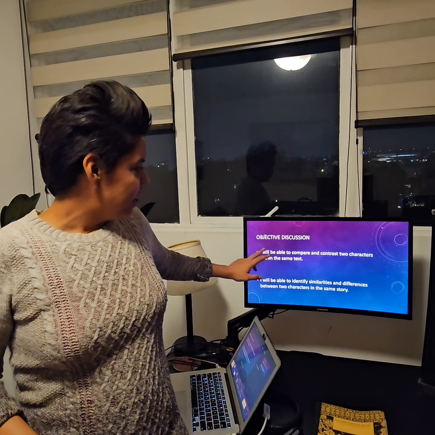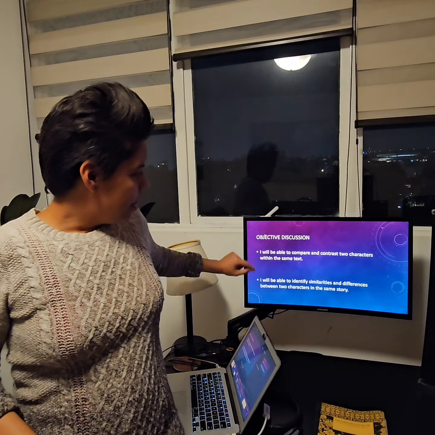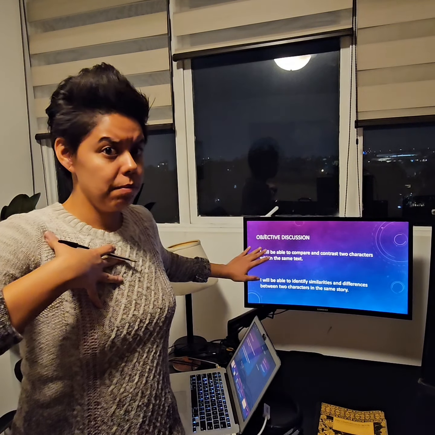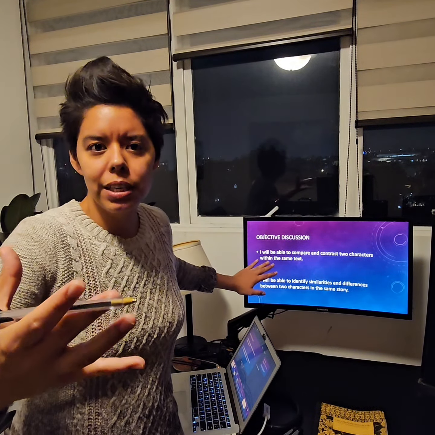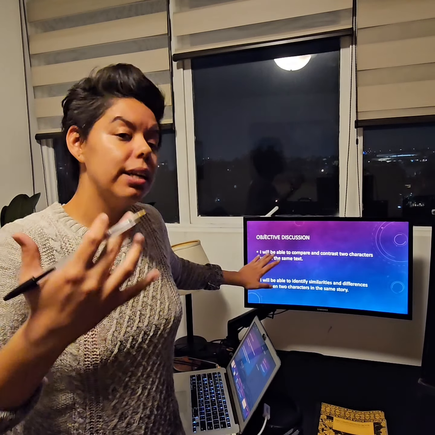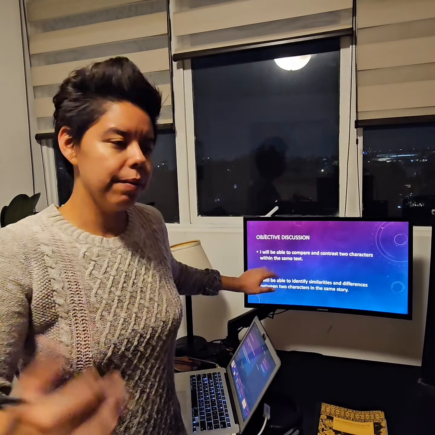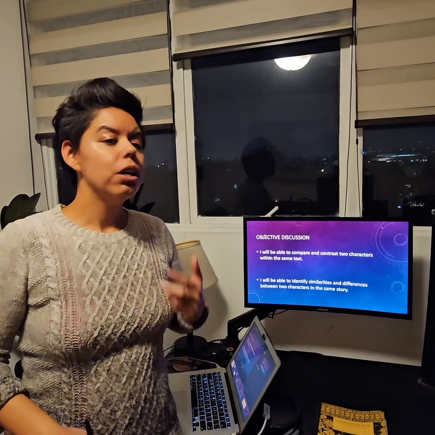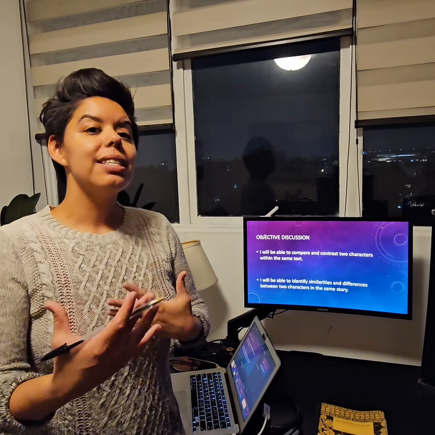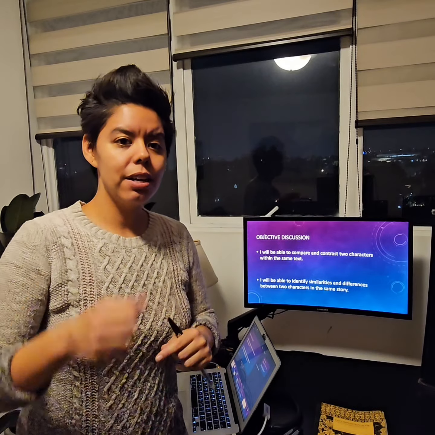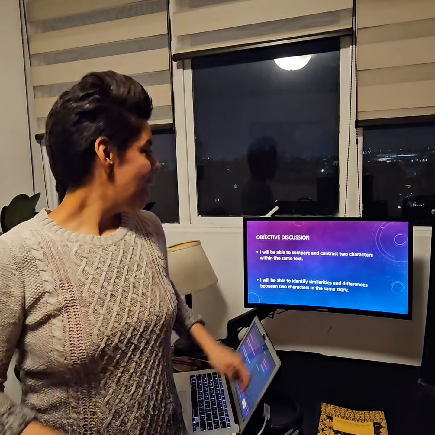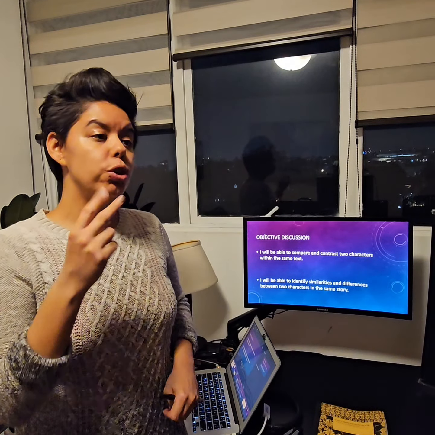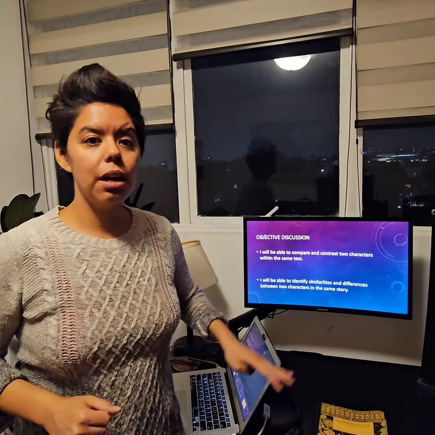These are objectives for today, okay? I'm going to read it, and then I would like you all to repeat it after me. Okay, actually, let me try that again. I'm going to read it out loud, and then we're all going to read it together. Okay? I will be able to compare and contrast two characters within the same text. Okay, now all together. 1, 2, 3. I will be able to compare and contrast two characters within the same text.